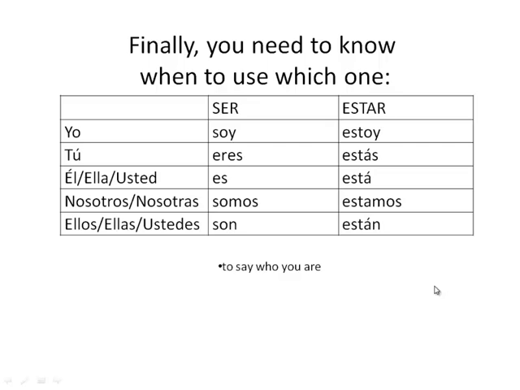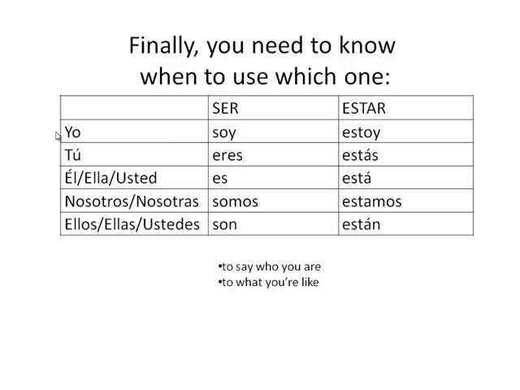So this table is really handy because if I wanted to say I am Jackie, first I need to know how to say I, which is yo, right? And I know it's either going to be soy or estoy, but I know that if I'm saying who I am, that's a permanent thing. That does not change for most of us. So I would say yo soy Jackie. That's a permanent thing to say who you are.